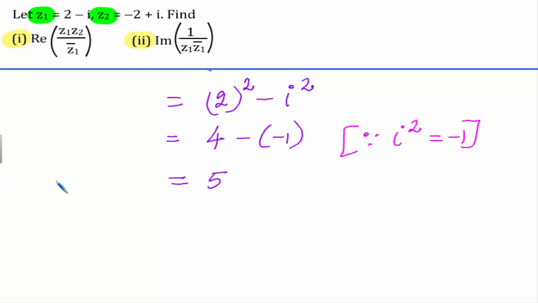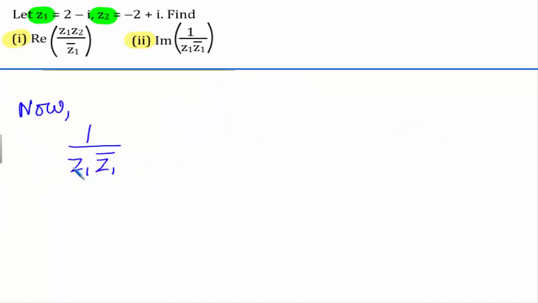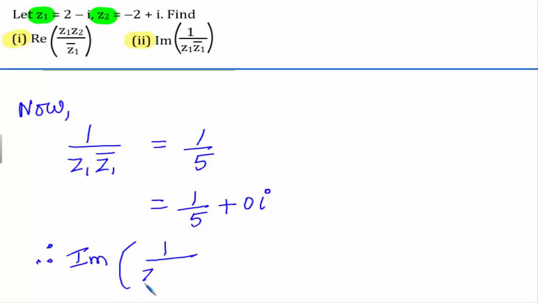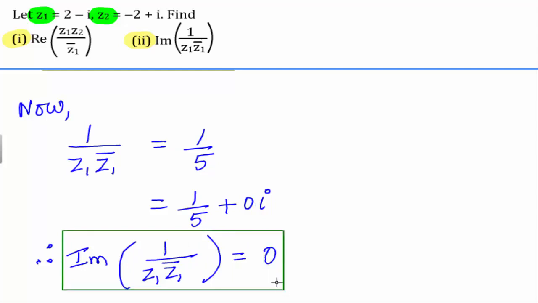Thus we have found the product of Z1 and the conjugate of Z1. Now 1 upon Z1 multiplied by the conjugate of Z1 will be equal to 1 upon 5. We can write this as 1 upon 5 plus 0i. Therefore, the imaginary part of 1 upon Z1 multiplied by the conjugate of Z1 will be equal to 0, since the imaginary part is 0 here. This is what we need to find. With this, we come to the end of the solution.